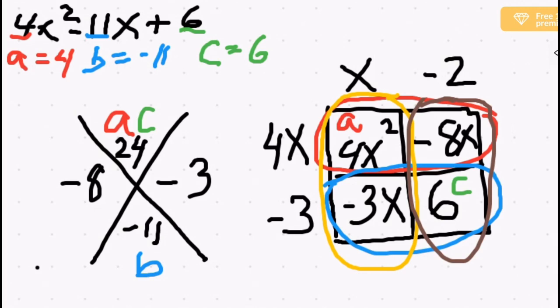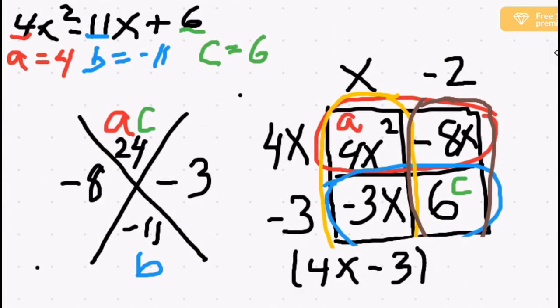Now we have all our factors. This square is also called a Punnett square. Our final factors are 4x minus 3 and x minus 2, and we can write it in any order. We can write x minus 2 first and then 4x minus 3 later.